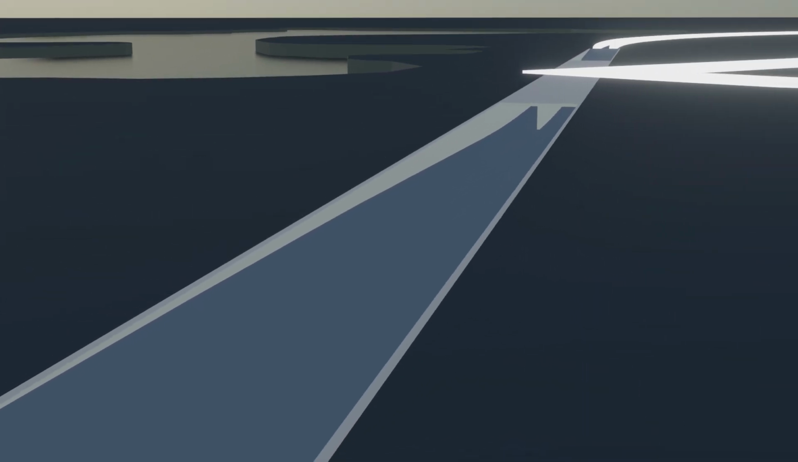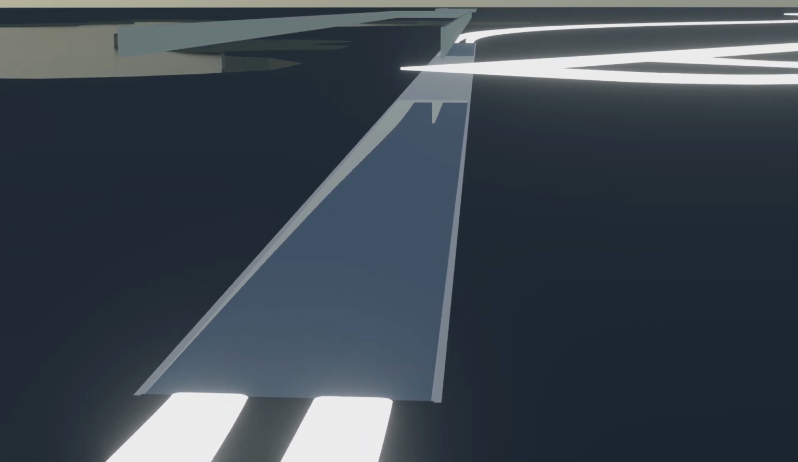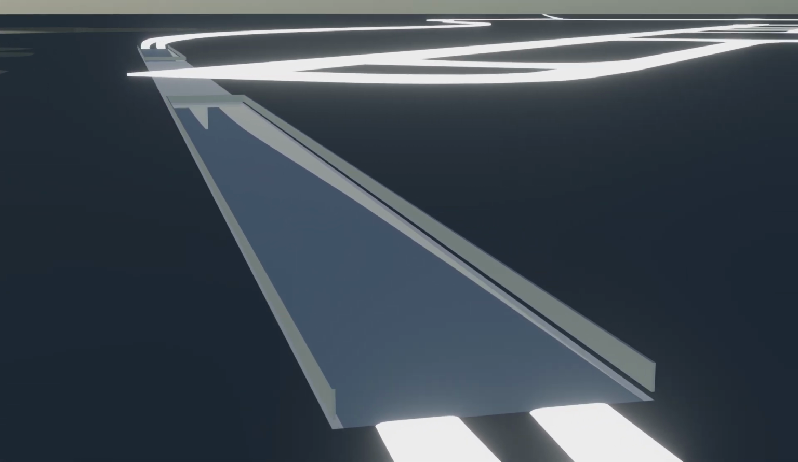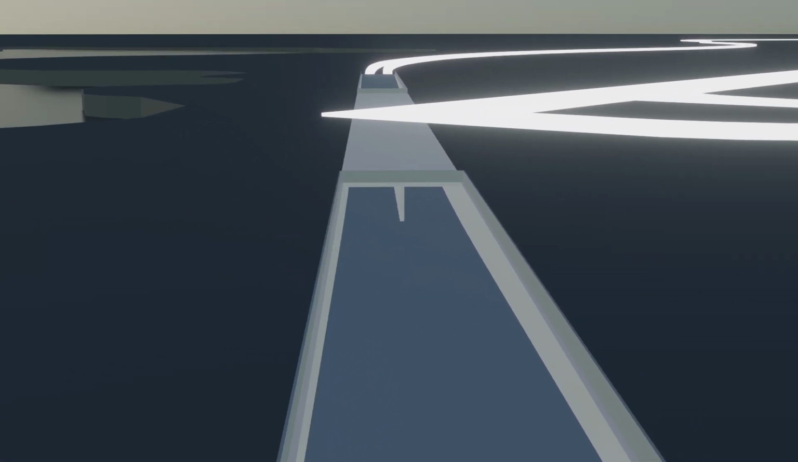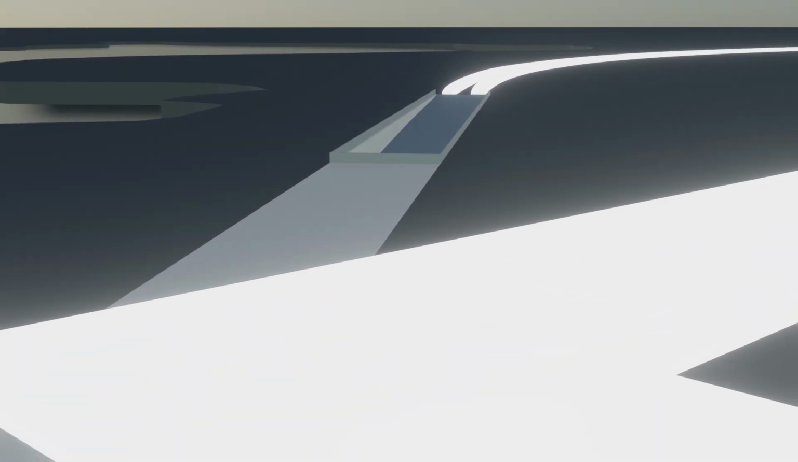Finally, concrete walls were cast along both sides of the tunnel entrances to prevent water from entering the tunnel in the event of a flood. These 2.7 meter high walls will provide protection for a 1 in 100 year flood.